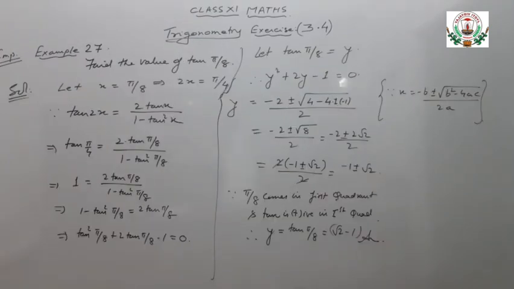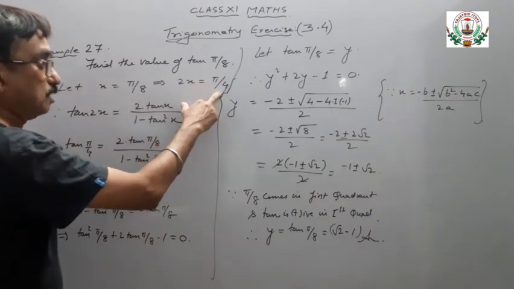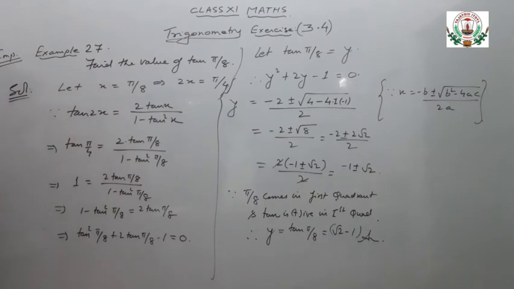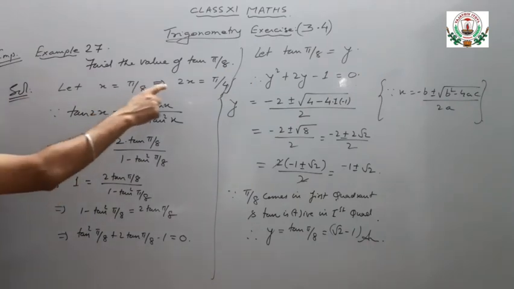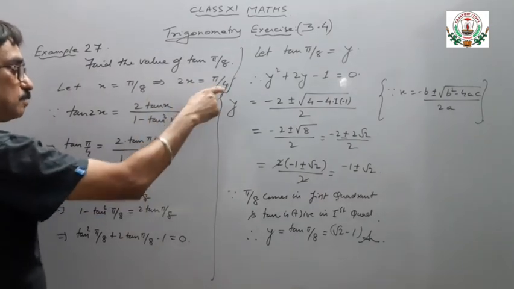Now let's discuss one more example. Example 27. Find the value of tan pi by 8. Okay, tan pi by 8. Let x equal pi by 8, then 2x will become pi by 4. Since we are going to apply the formula of tan 2x, that's why we have taken twice x, which is 2 pi by 8, that becomes pi by 4.